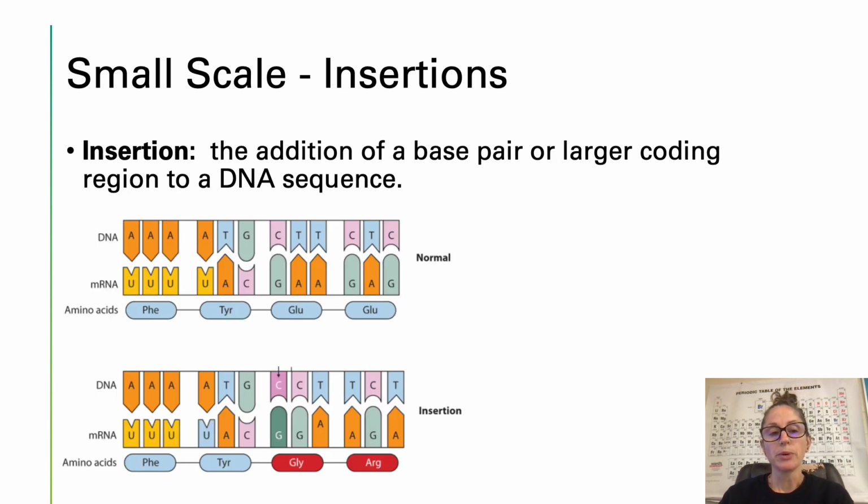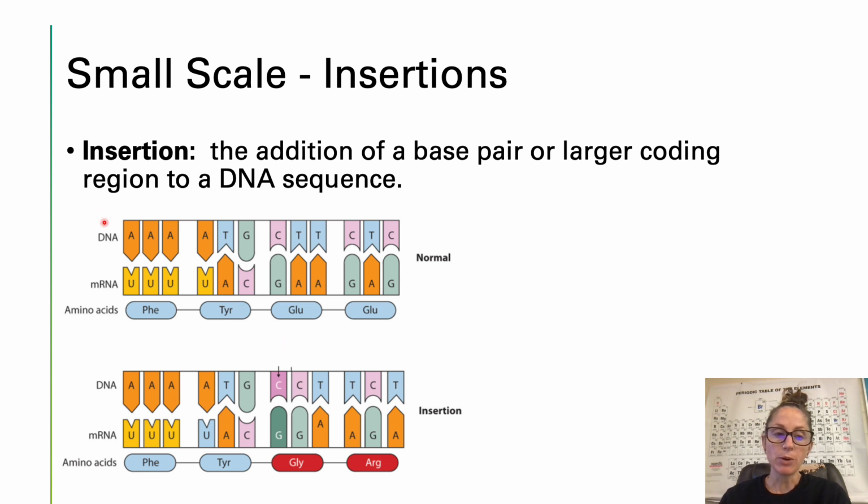The next example is an insertion, and these are called small-scale mutations because they are literally happening typically with one nucleotide, so they call it small scale. It can still have large effects, though. So this is the addition of a base pair or even a larger coding region, and we'll talk about the larger coding regions a little later in the lesson.